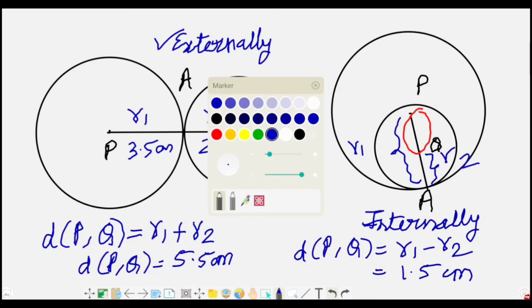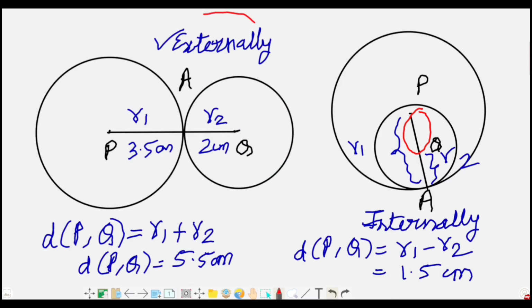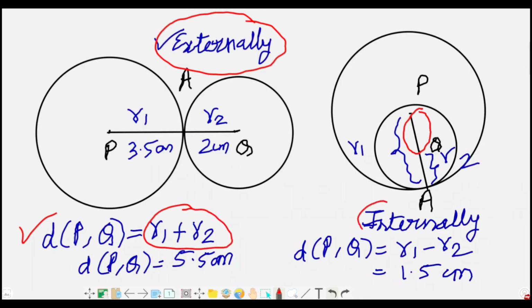So what have you concluded, students? If two circles touch externally, the distance between their centers is the sum of both the radii. But if the circles touch each other internally, the distance between the centers will be the difference between their radii.